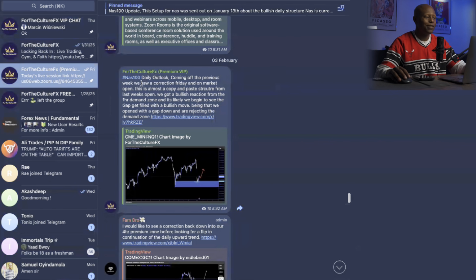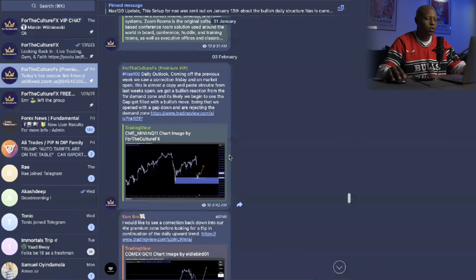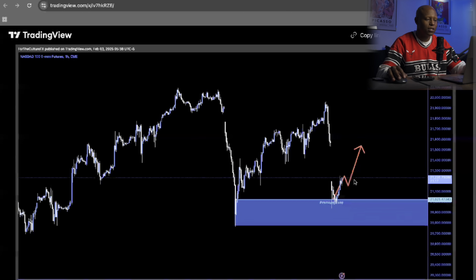So what was sent out to the VIP on Monday was this Nas 100 daily outlook. I said coming off the previous week, we saw correction Friday, and on the market open, this is almost a copy and paste structure from last week's open. We got a bullish reaction from the 1 hour demand zone, and it's likely we begin to see the gap get filled with a bullish move, being that we open with the gap down and are rejecting off of our demand zone. So you can see that that was the setup sent out.